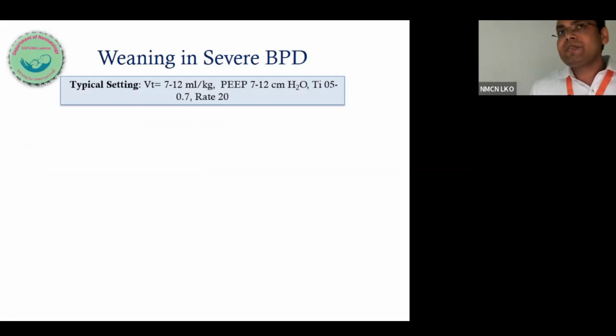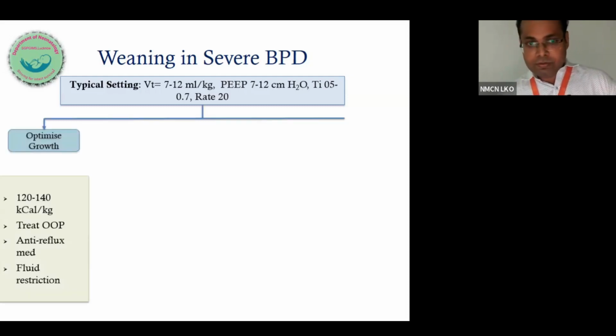Many times we find difficult scenarios, such as the baby having severe BPD and being stuck on the ventilator, and we are not able to wean these babies. In that scenario, we should typically give higher tidal volumes, as I have already told, about 7 to 12 ml per kg. Higher feeds might be required for this baby, with higher TI and ventilating at lower rates. So we need to optimize the growth for this baby. Higher calories are required. We need to manage the osteopenia of prematurity. Anti-reflux medication such as domperidone can be given, and fluid restriction can also be done.